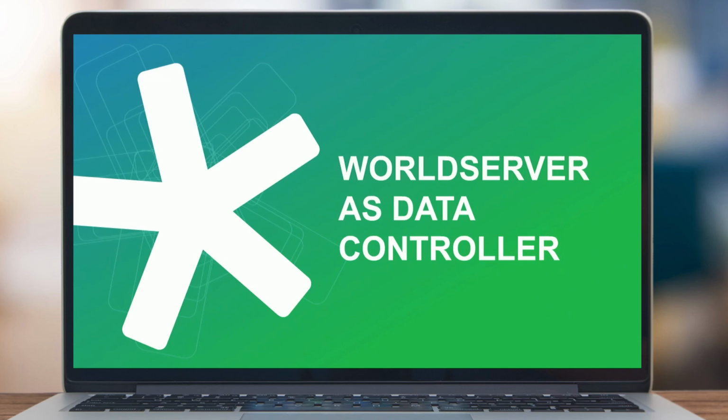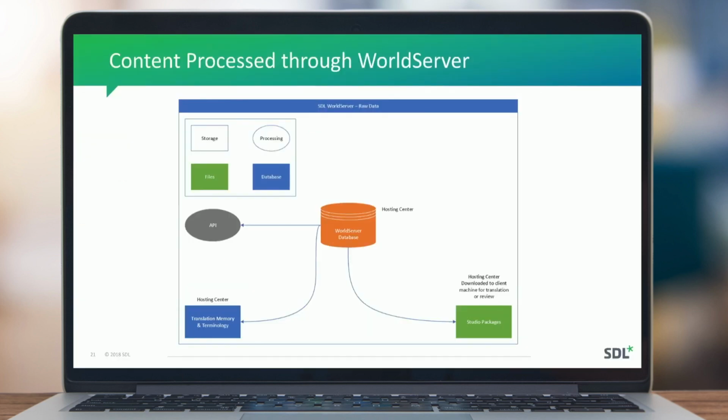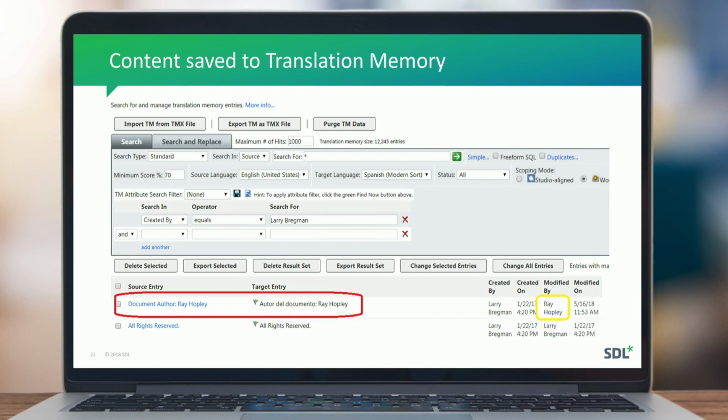So WorldServer as a data controller, now this is about content submission, so there's a slightly different path here, but it's essentially a similar diagram where we have the database, we have the Studio packages. They could potentially contain a username for whoever is assigned to that particular step in the workflow when they're exporting packages. And again, we have translation memory. So this screen is really showing now, as well as the modified by user, you see I'm highlighting my own name there in the yellow box because I made a modification to the content of this particular translation unit.